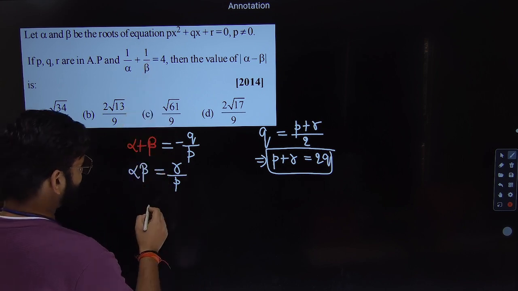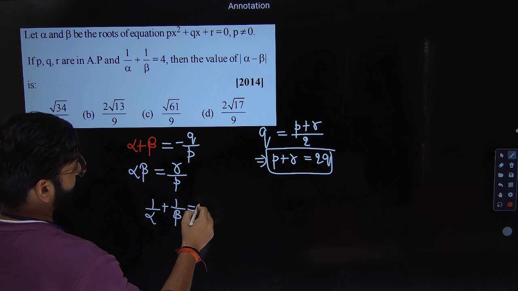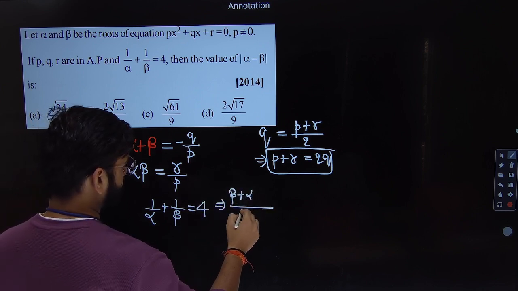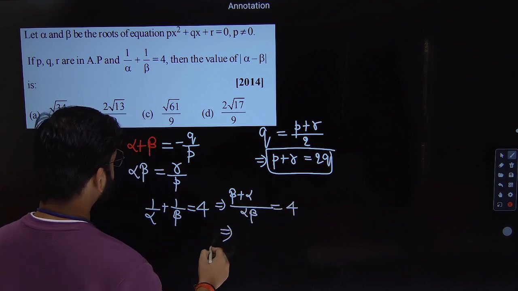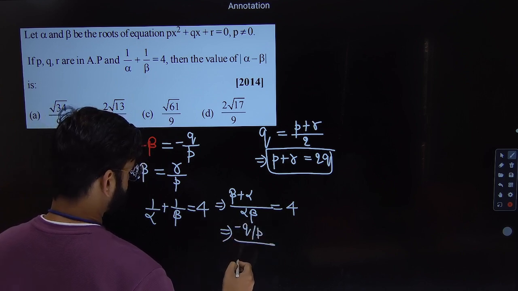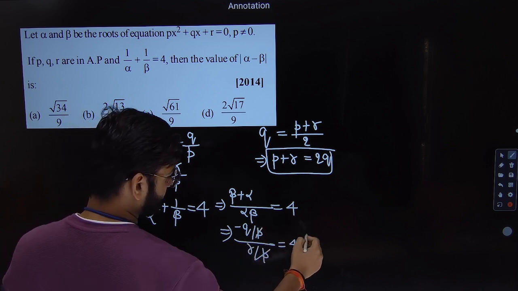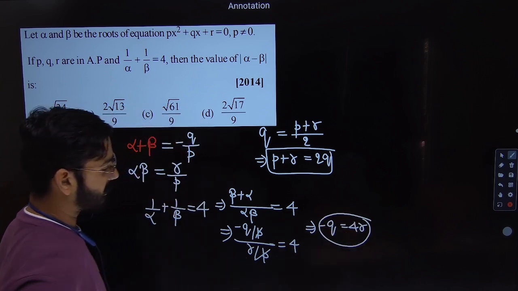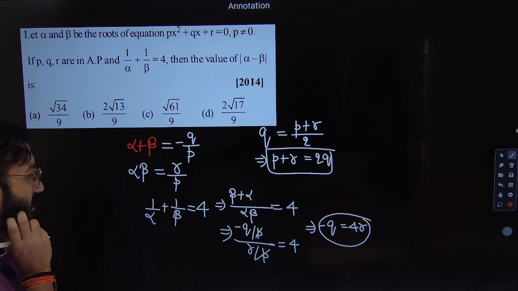So 1 by alpha plus 1 by beta is 4. Take LCM: alpha plus beta by alpha beta is 4. Substitute: alpha plus beta is minus q by p, and alpha beta is r by p. So p and p get cancelled. We get minus q equal to 4r. We are just using the conditions which are given.